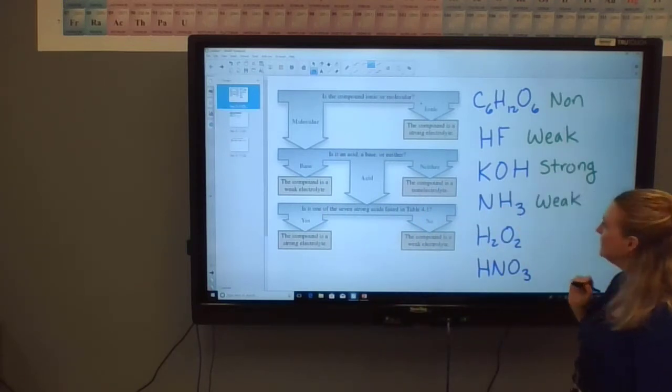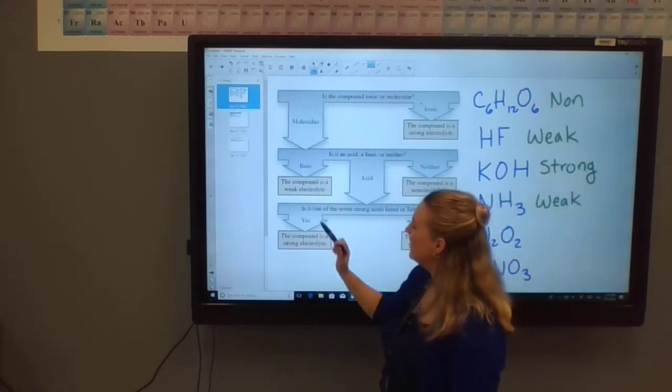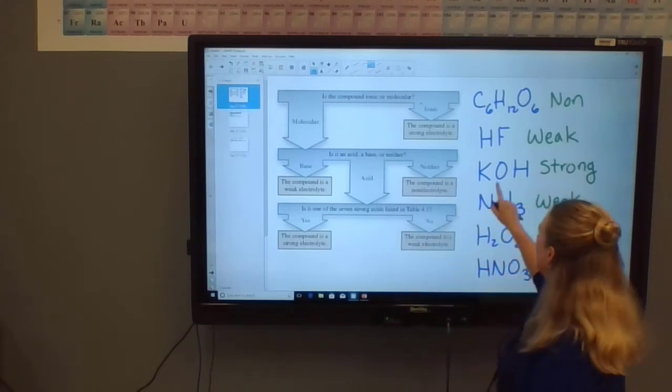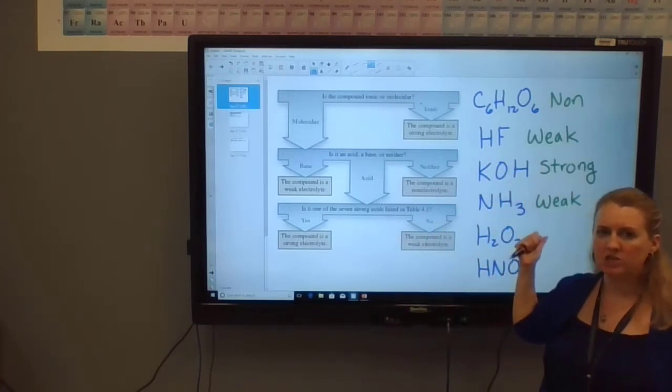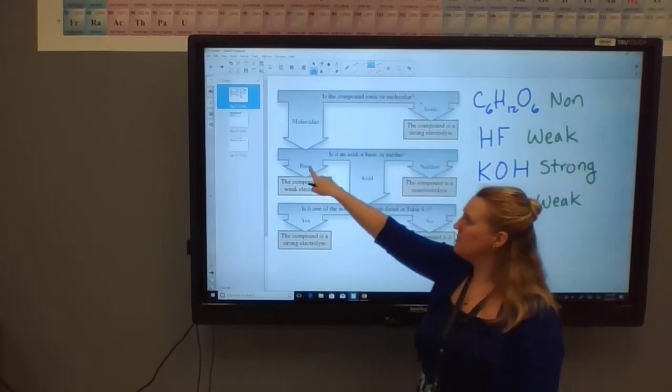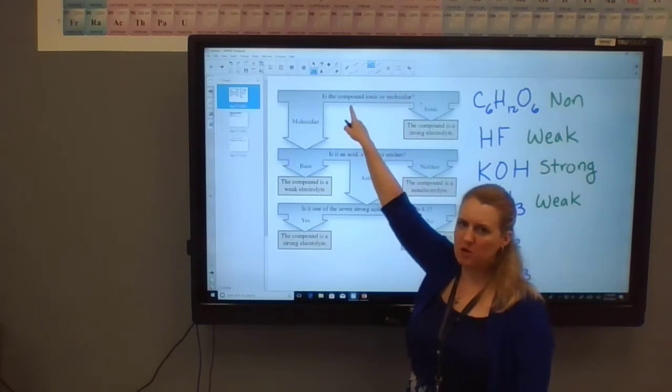So this is when people try to jump ahead. They try to jump to say, oh, it's a base, it's automatically a weak electrolyte. And here's the trick. Potassium hydroxide is also a base, but it was a strong electrolyte. And that's because people jumped to the second question without answering the first question first. Answer the first question first.